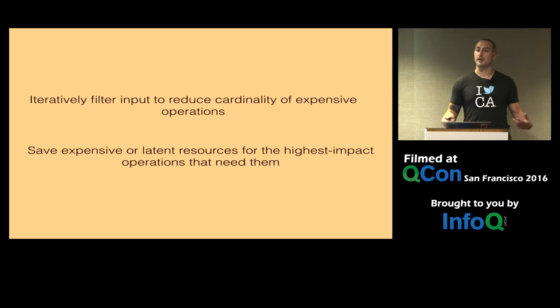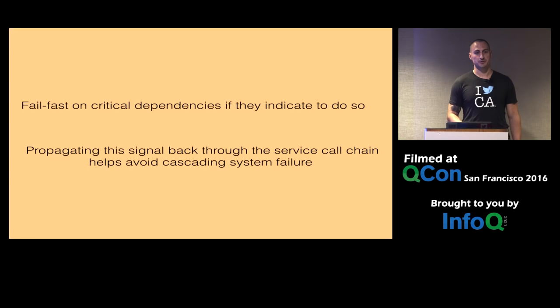If you build a back pressure type signal into your system where you can propagate failure for deterministic problems back through the system, you'll avoid cascading failures which harm not only your services but the rest of the company as well.